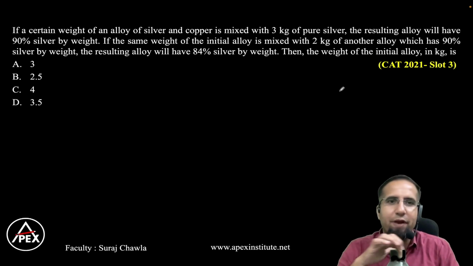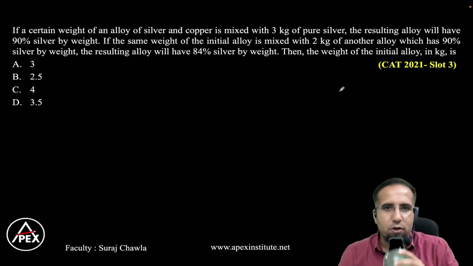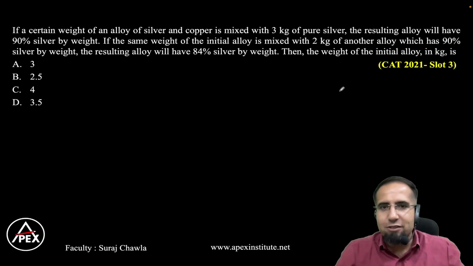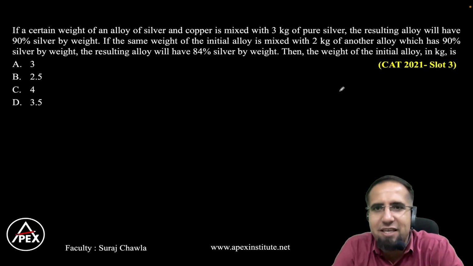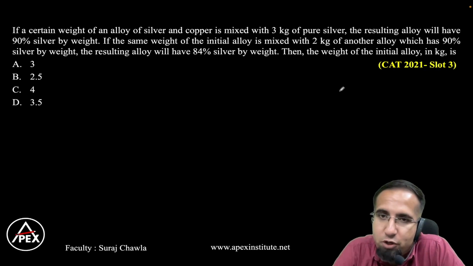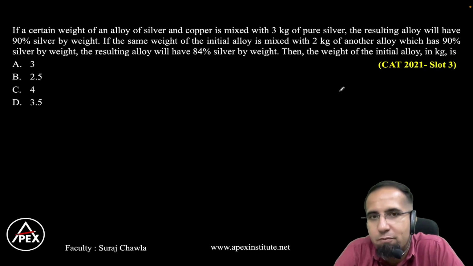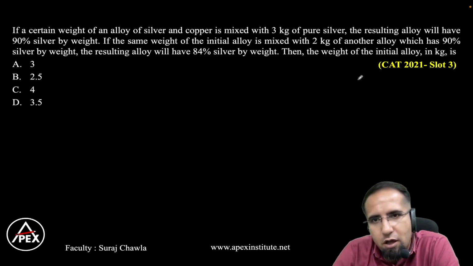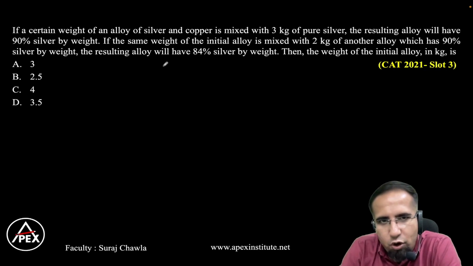Now, if a certain weight of alloy of silver and copper is mixed with 3 kgs of pure silver, okay, so I'm not given how much of silver and copper do I have. The resulting alloy will have 90 percentage silver by weight. Now again, just before we get into this question, how do we calculate the percentage of silver?